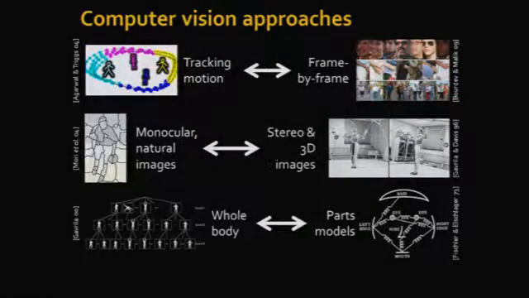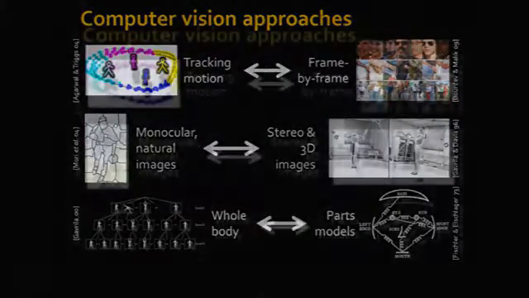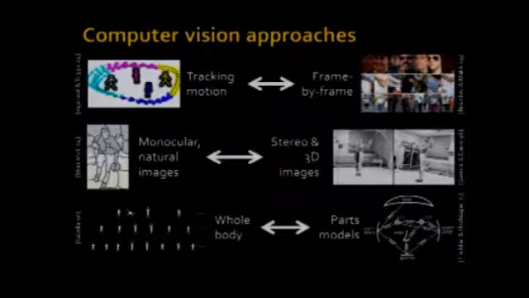Now, the computer vision approaches, as I said, there have been several decades worth of work. There are several axes you can describe the work on. One of them is whether you are tracking the motion or whether you are just recognizing the pose. And this was an interesting sort of fork in the road that the Kinect team had to cross, and I'll tell you in a minute how they resolved it.